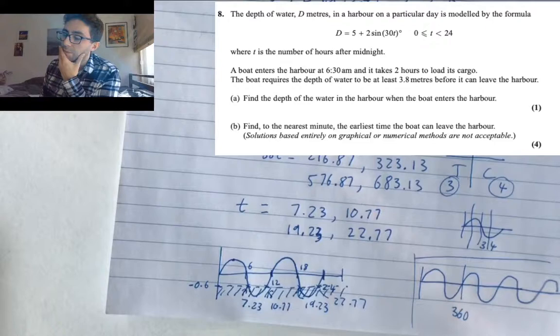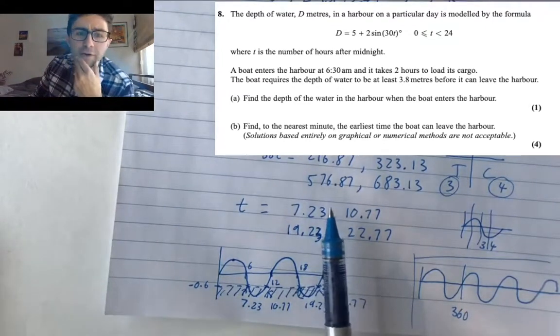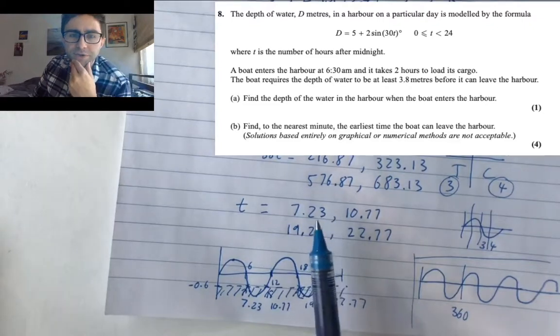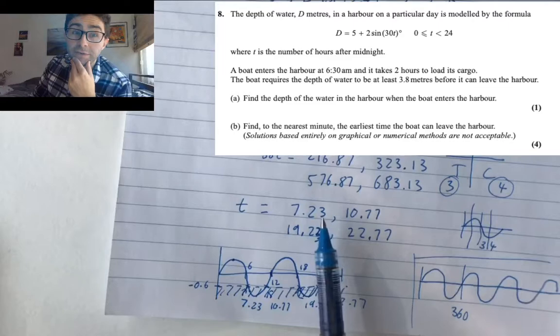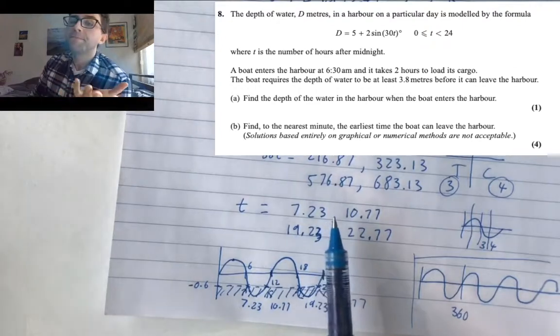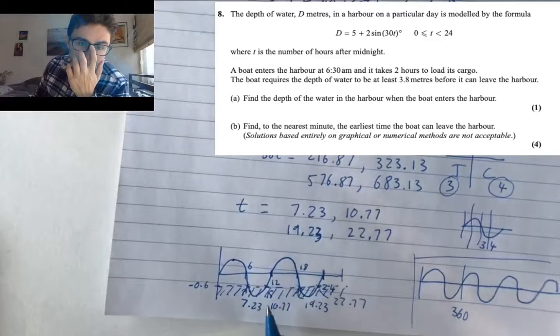So you might want to think 7.23 is the answer. I guess this is where drawing the graph is quite important, because if you just solved the equation, you might think 7.23 is the first time it can leave. I wouldn't blame you if you did think that, because you've done your trigonometry stuff, that's the first answer. But if you check it with the graph, there's 2 problems.